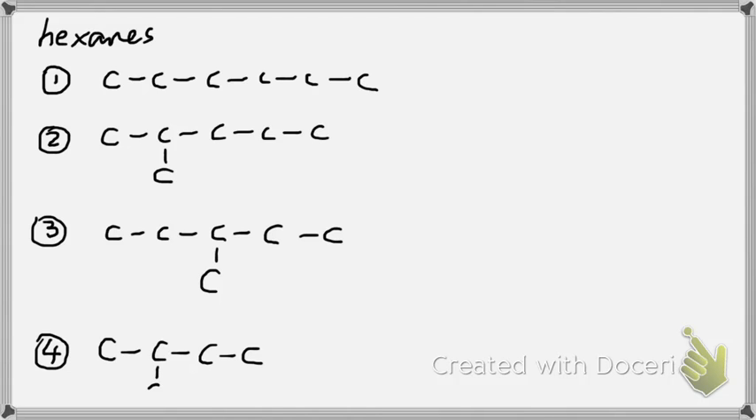Then what we are going to do is remove one more carbon and put it as a branch. So now we have a 4-carbon chain, with one branch on carbon 2 and one branch on carbon 3. We can also put these 2 branches on the same carbon atom, as shown in compound number 5. Okay, so these are all 5 isomers of hexane.